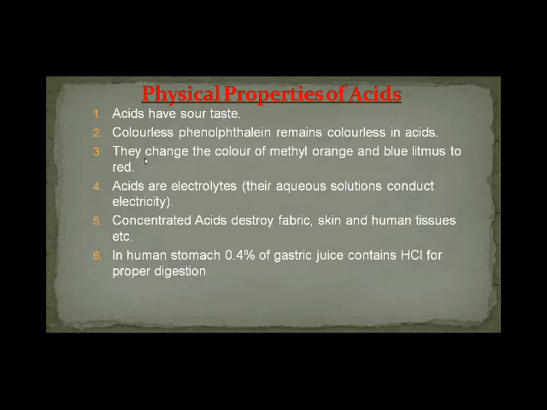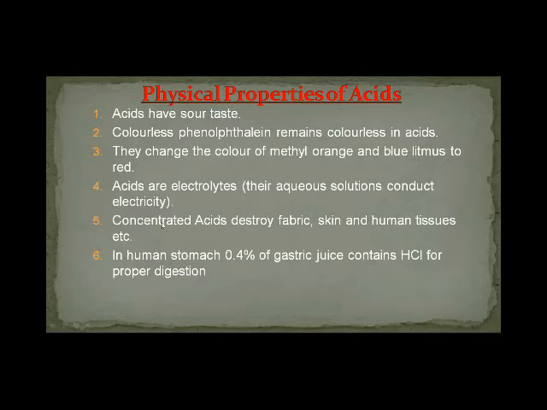Third physical property: they change the color of methyl orange and blue litmus to red. Methyl orange changes color and becomes red, showing that the solution is acidic. And litmus paper changes from blue to red. Fourth, acids are electrolytes. Electrolytes means they are able to conduct electricity in molten or aqueous solution form. So their aqueous solutions conduct electricity. We all know that all acids and bases are electrolytes.